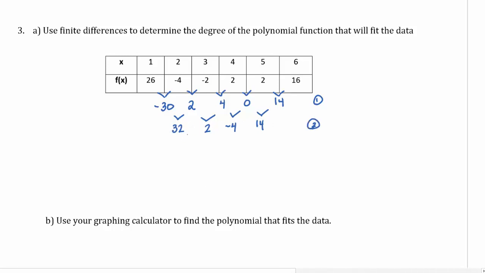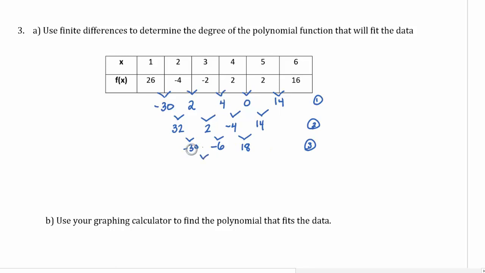Okay, so to go from 32 to 2, I have to subtract 30. Then to go from 2 to -4, I'd have to subtract 6. And again, 2 minus 6 is negative 4. And then to go from negative 4 to 14, I'd have to add 18. So that's row 3. So this would be linear, quadratic, cubic, but they're not the same yet, so I'm going to try one more time, and let's hope that I get something here.